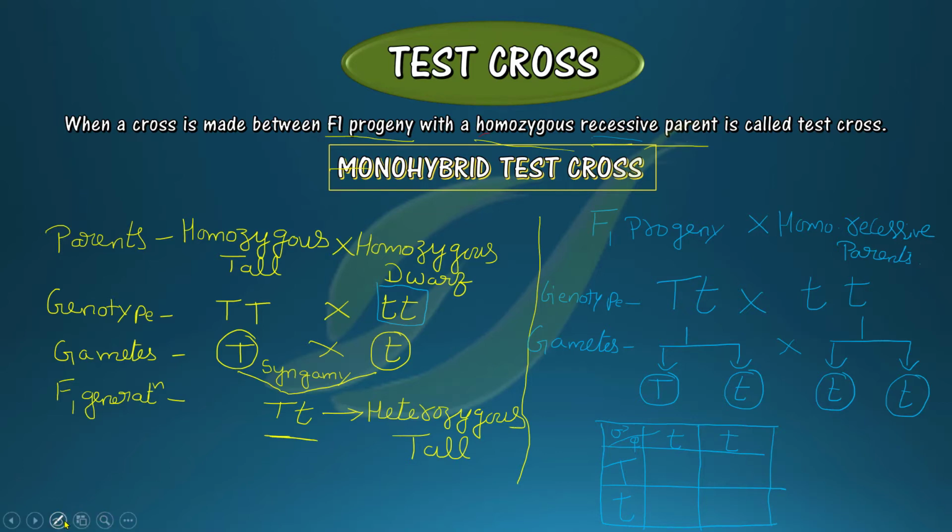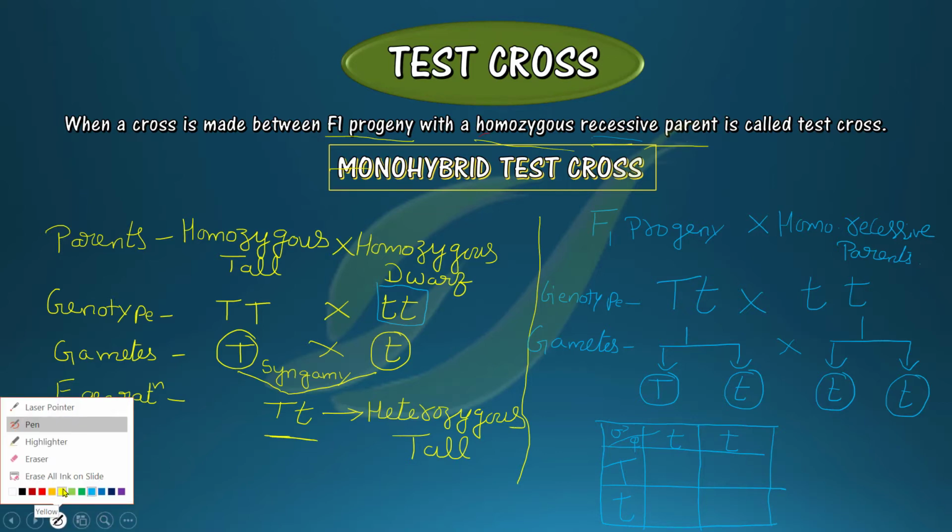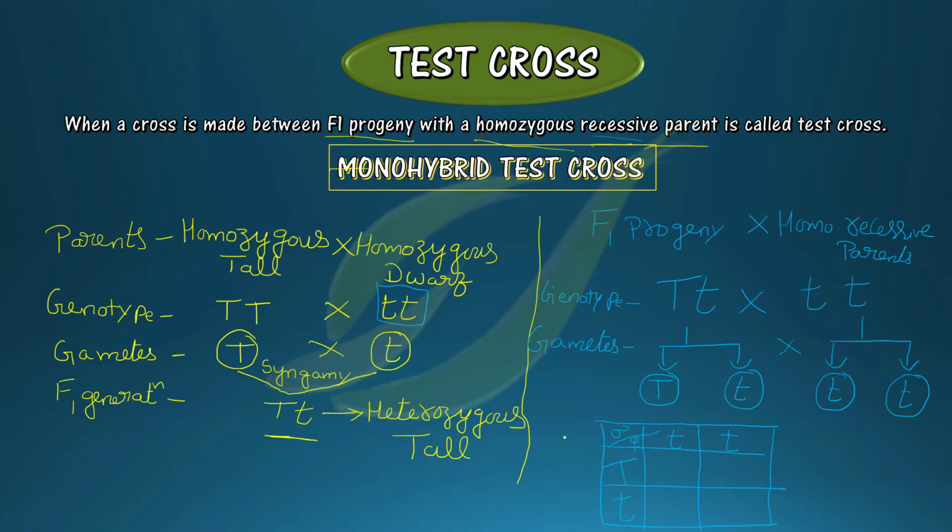Let us see what all the genotypes we are going to get. When this egg with capital T is fertilized with this pollen grain, we are going to get capital T and small t.